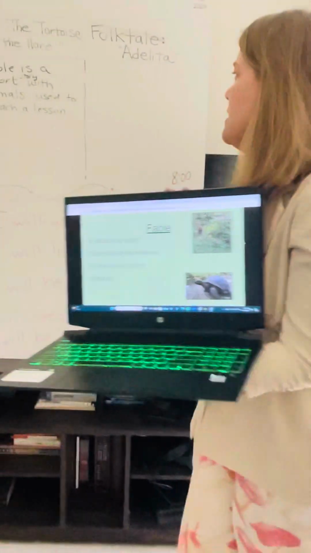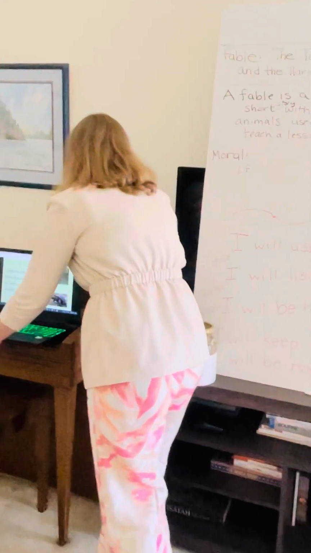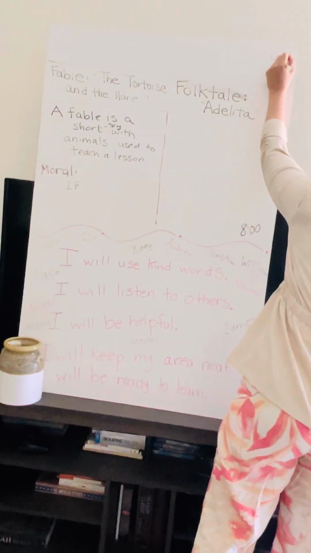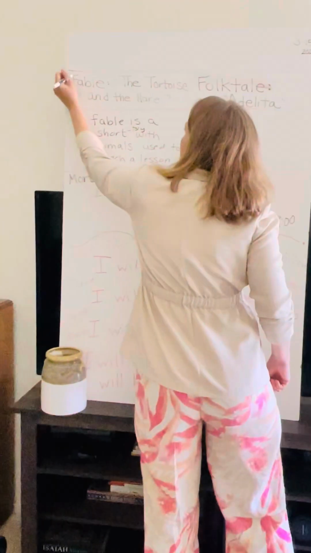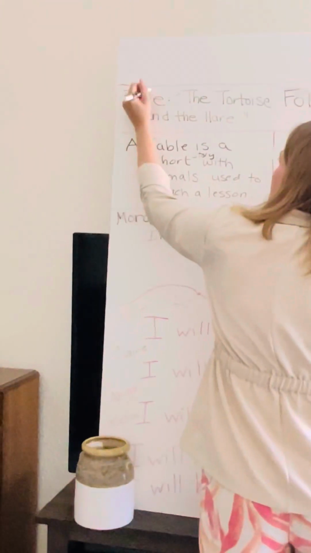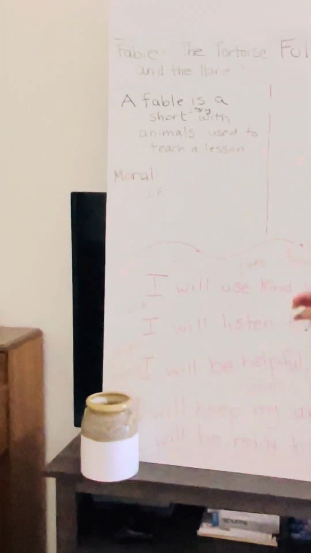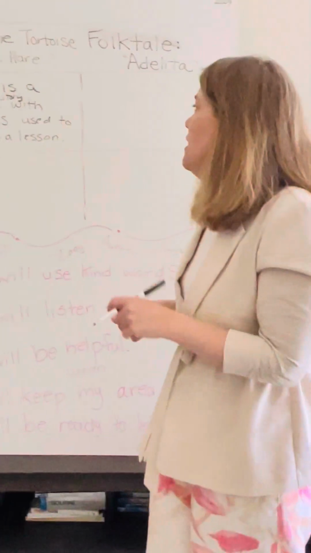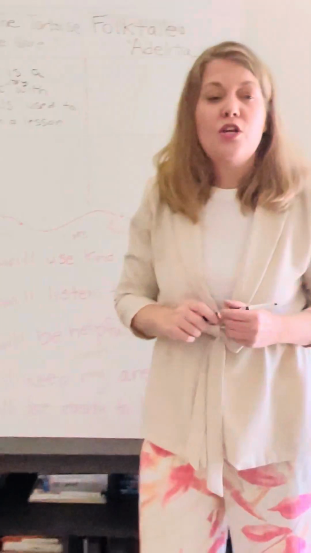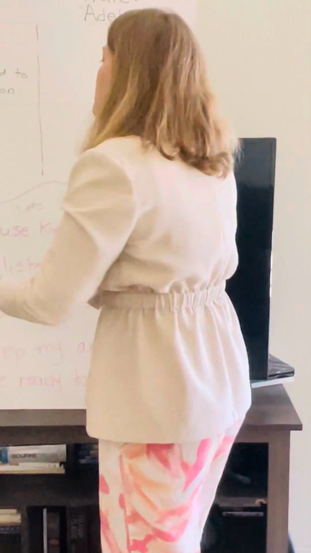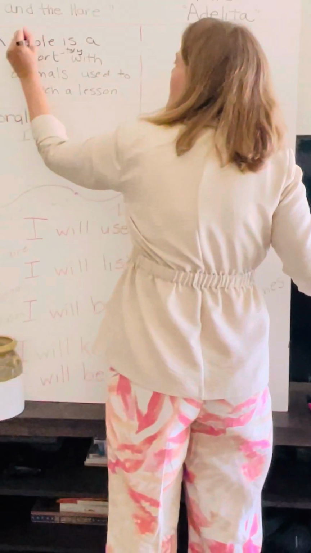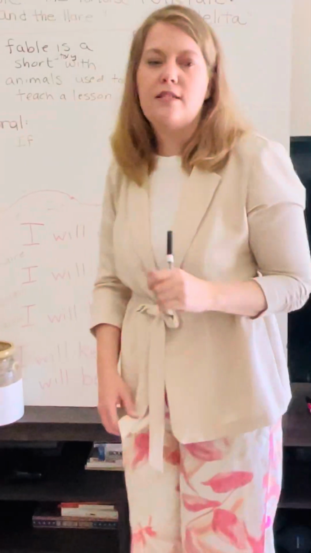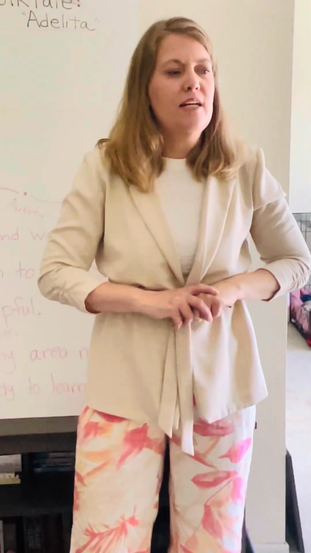Open up your notebooks and we are going to write a line down the middle. And we are going to write the date at the top, 3/15/2024. Let's write our word today. Our word today is fable. What is a fable? Okay, actually, I'm going to tell you: a fable is a short story with animals used to teach a lesson. So let's write that down in our notebook. A fable is a short story with animals used to teach a lesson. Pencils down when you are finished.